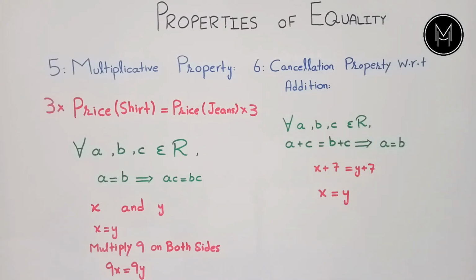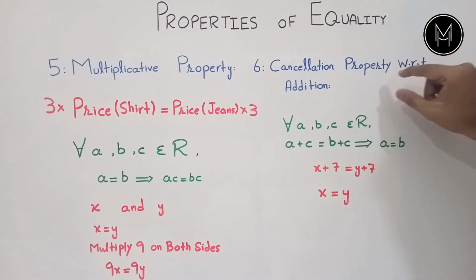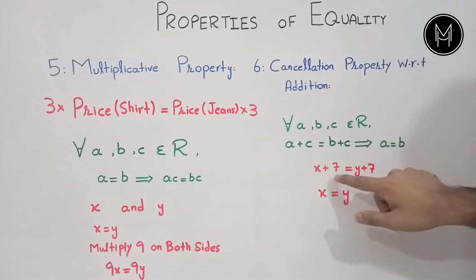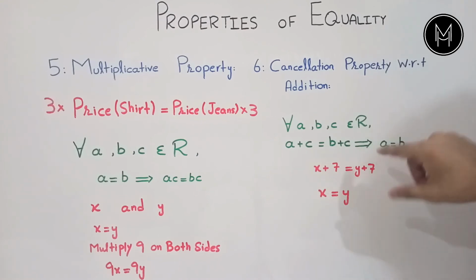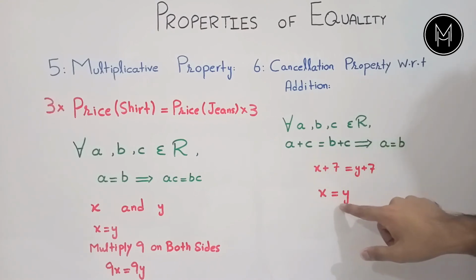Let's say we have an equation x plus 7 is equal to y plus 7. x and y are some real numbers. So according to this property, even if we cancel 7 from both sides of the equality, then the equality will be true for x is equal to y.